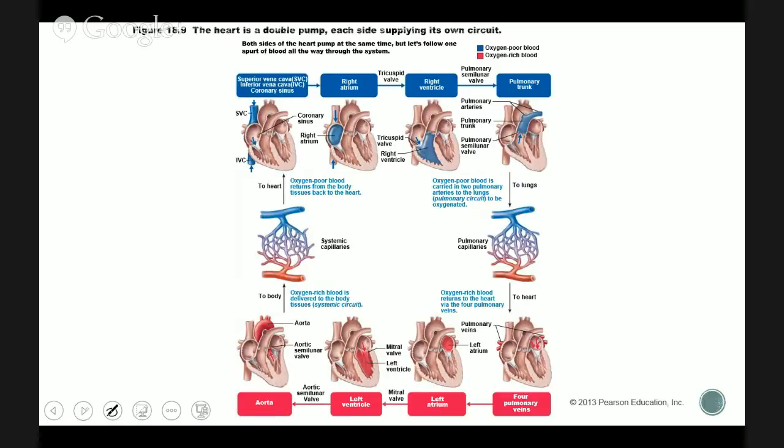In case you need a reference to what I had mentioned before, figure 18.9 in your book does a great job of showing you the path of blood through the heart. So make sure you refer to that if need be.